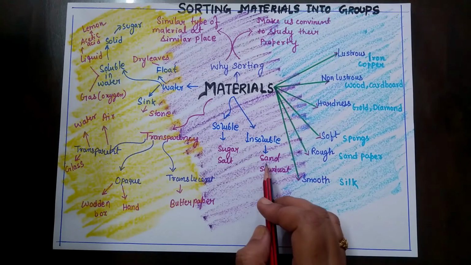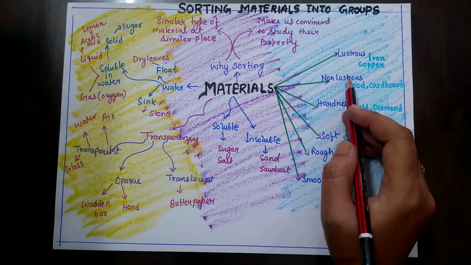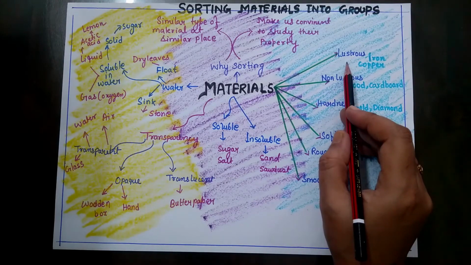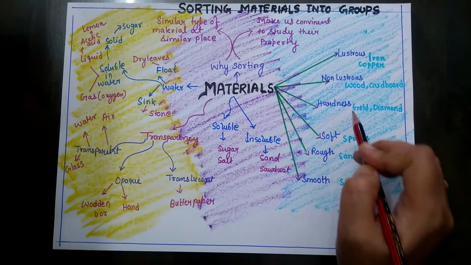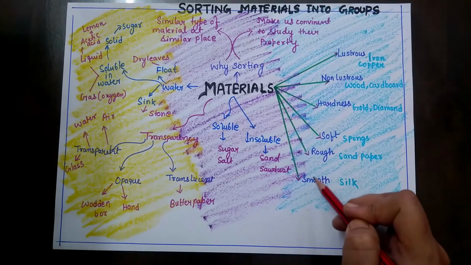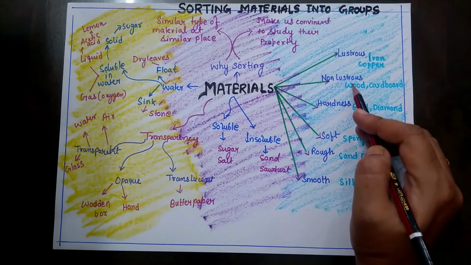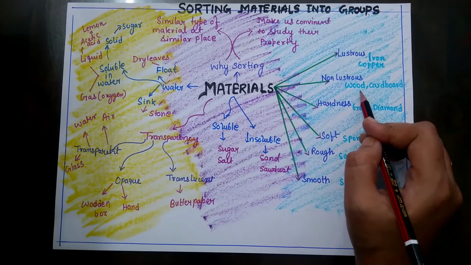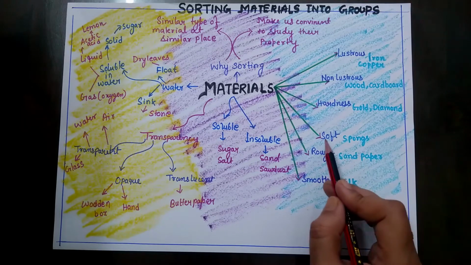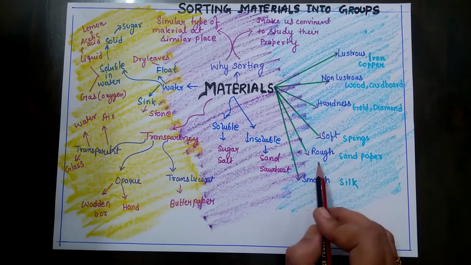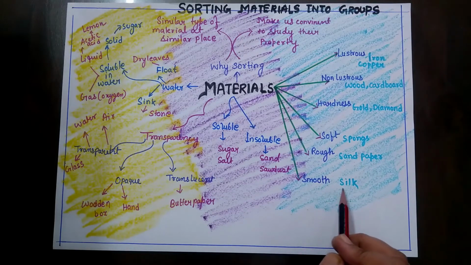Now based on the texture also it can be categorized. How can a material be categorized based on its texture? The answer will be, it can be lustrous, it can be non-lustrous, it can be based on hardness, softness, rough and smooth. For lustrous, examples you can write are iron, copper. For non-lustrous, which is non-shiny, wood, cardboard. For hardness it can be gold, diamond. For soft it can be a sponge. For an example of rough it can be sandpaper, and for an example of smooth it can be silk.